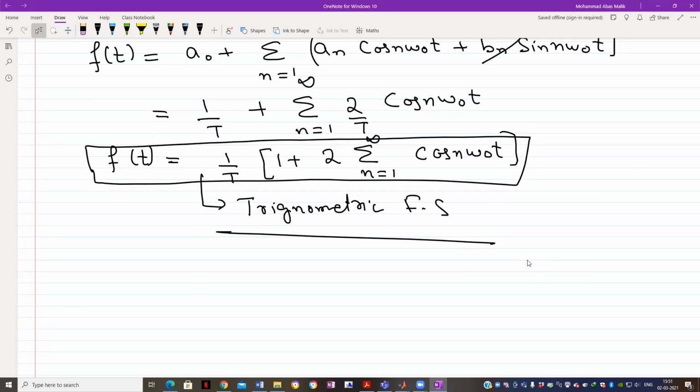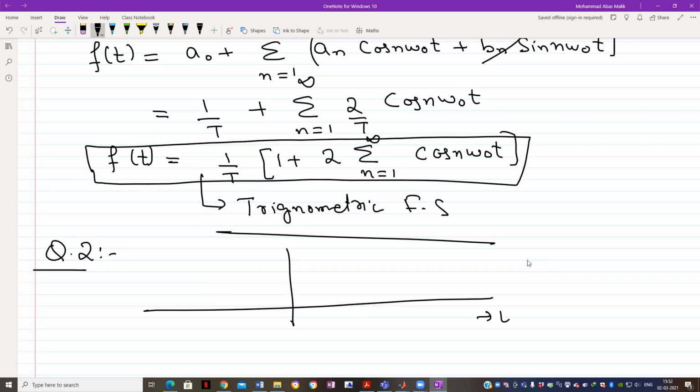Done? Yes, sir. Okay. Now the second question, which I will write down here, just try it. Now find the complex Fourier series for the signal given below. What's the signal? I will draw the signal.